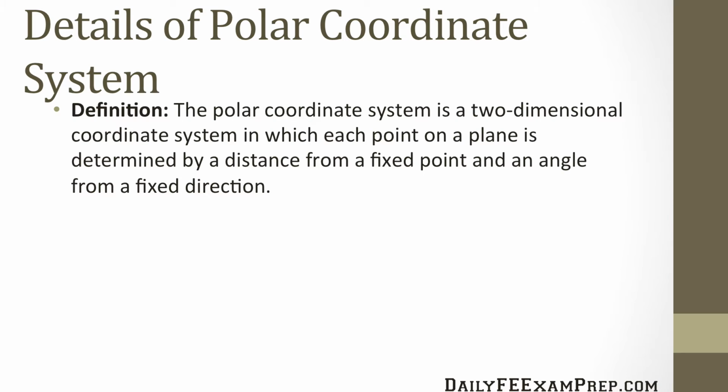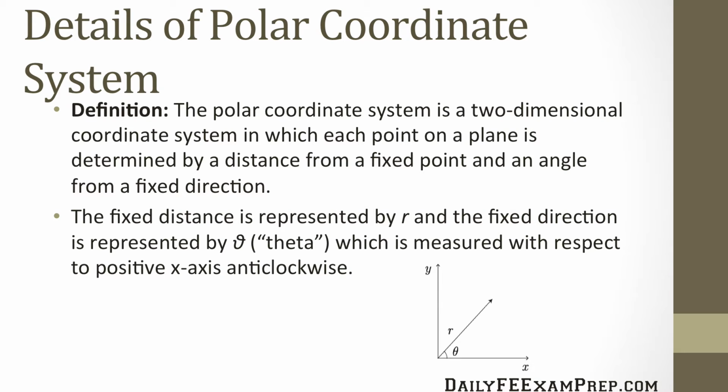Well, the definition of the polar coordinate system is a two-dimensional coordinate system in which each point on a plane is determined by a distance from a fixed point and an angle from a fixed direction. Now, the fixed distance is represented by r, and the fixed direction is represented by angle theta, which is measured with respect to the positive x-axis anti-clockwise or counterclockwise.